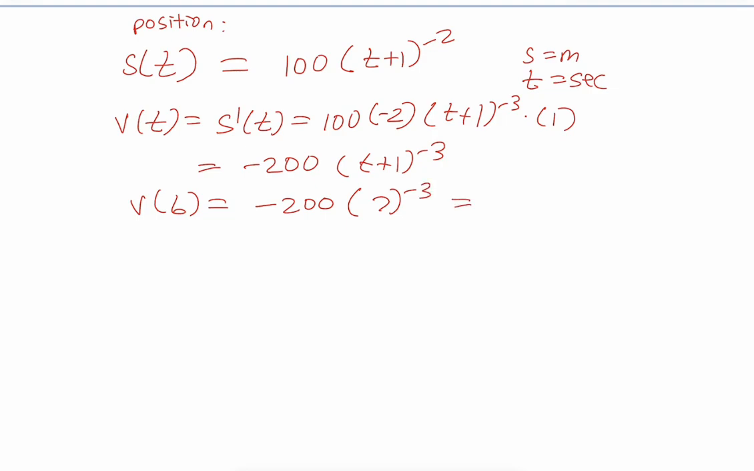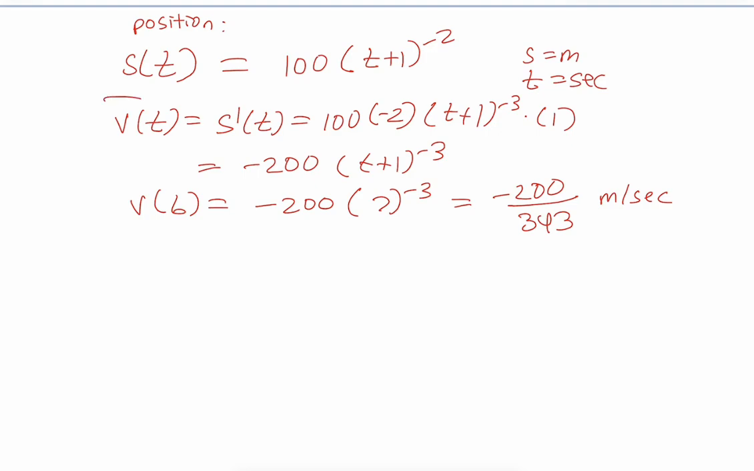Now, I don't expect you to do anything but make it nice enough. If it's fractional like this one, simplify it as much as possible. So that'd be negative 200 over 7 to the 3rd, which is 343. And that doesn't reduce. That is what it is. And that would be in meters per second. So at time 6, it's slowing down. Its velocity is negative 200 over 343 meters per second.